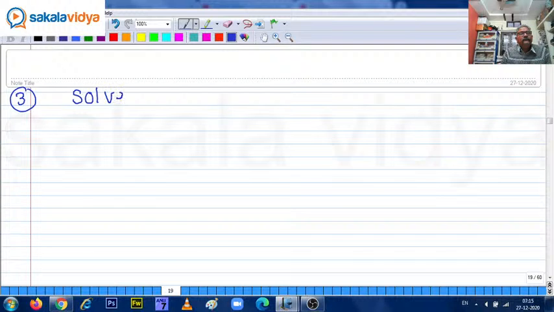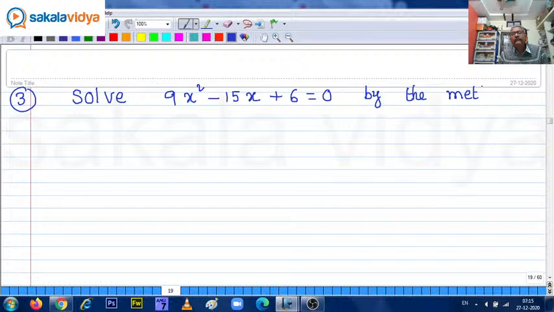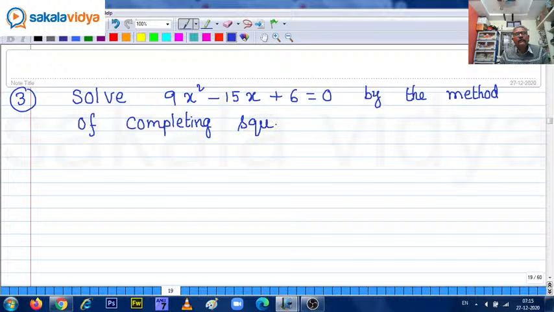Solve 9x square minus 15x plus 6 is equal to 0 by the method of completing square. Can you solve this problem?